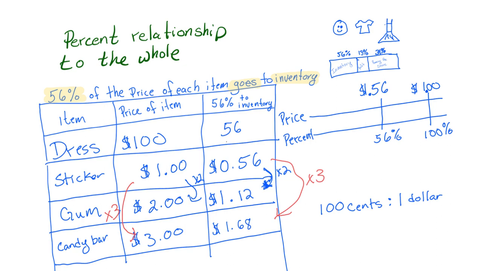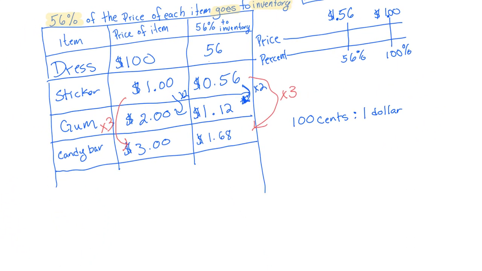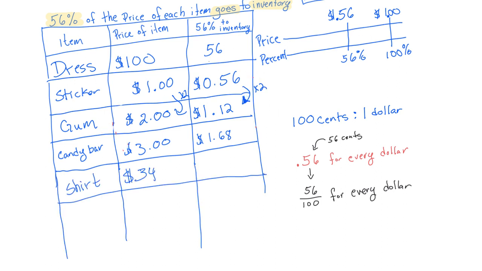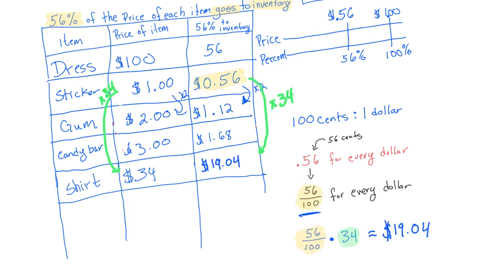Matter of fact, I could just start thinking about this as 56 cents for every dollar, which if I wrote in fraction form would be 56 hundredths for every dollar. Now, let's say that I have a shirt that's $34 and I want to find 56% of it. If I think of this as 56 cents for every dollar, then I could just calculate this by taking 56 hundredths times 34 and getting $19.04.